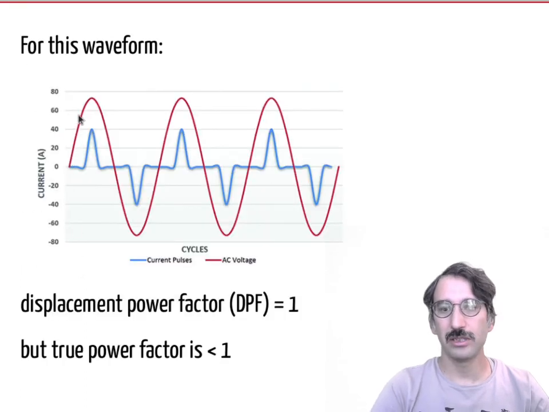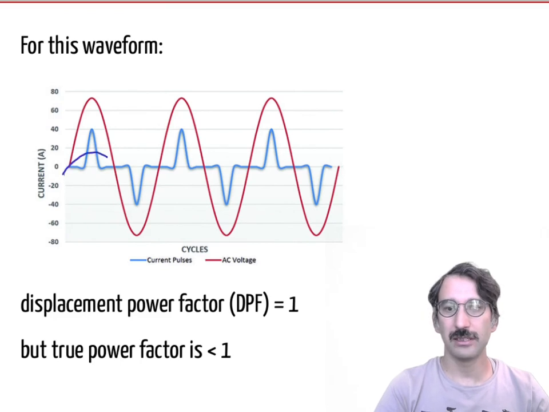Here you see a grid voltage, but the current is not perfectly sinusoidal, it looks like that. But as you can see, the current is more or less symmetrical. So if I just take the fundamental component of the current, it will be like that.